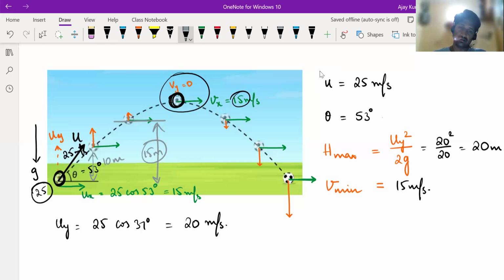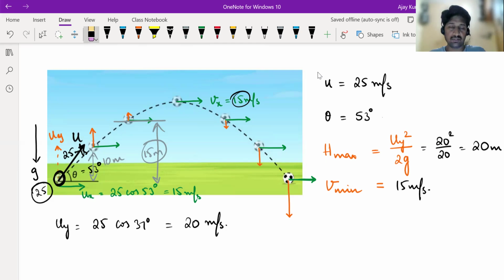Next, the angle at which the ball was projected is 53 degrees with the horizontal. But you observe, when the ball reaches maximum height, one of you quickly tell me, when the ball is at the maximum height, which way is it moving? In which direction is it moving?